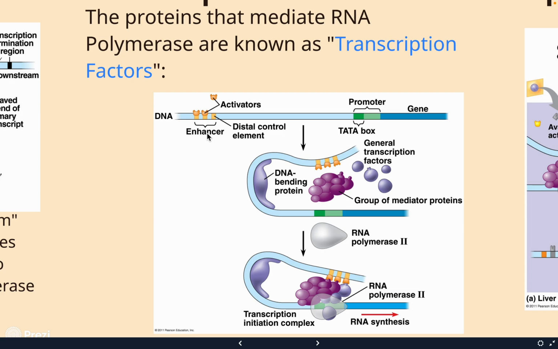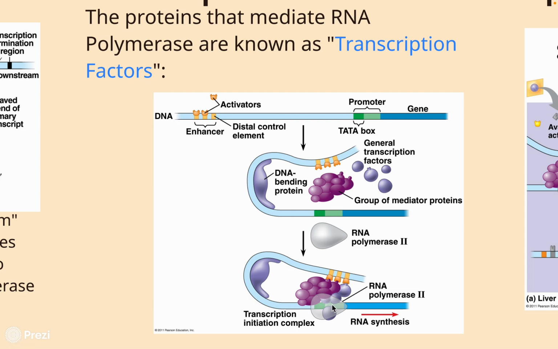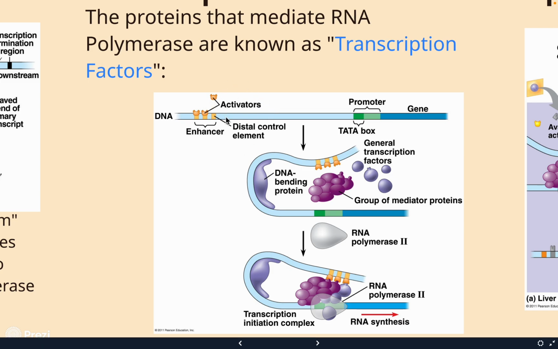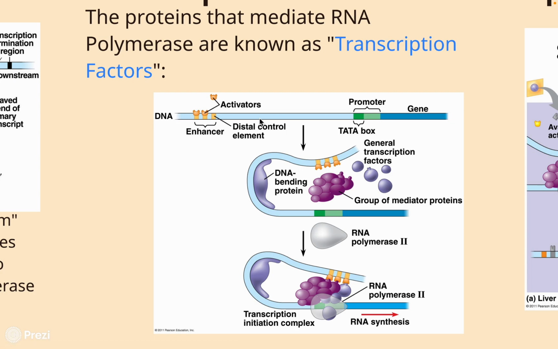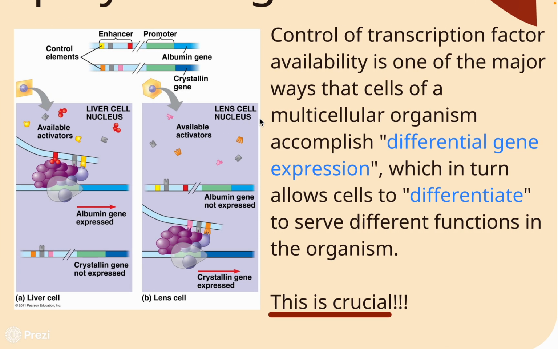So remember, enhancers are upstream from the promoter. Activators are needed to attach to them, and then the DNA bending protein will arrive and bend the DNA so it can attach to the transcription factors. And then once they are all attached to each other at the transcription initiation complex, it will start transcribing. So if these activators aren't present, that will control if transcription can occur or not. So it's another way for eukaryotes to control the process.